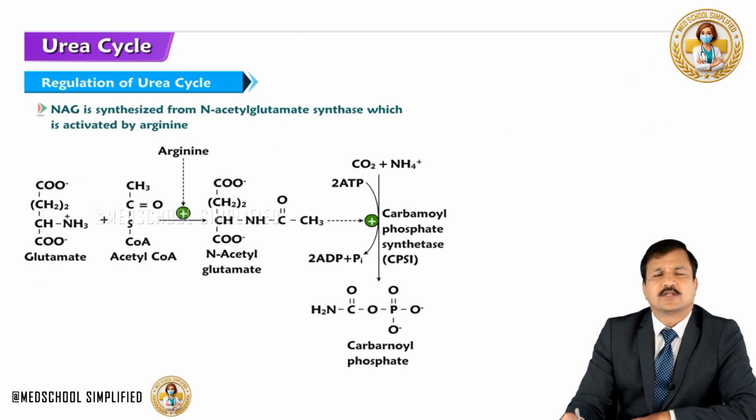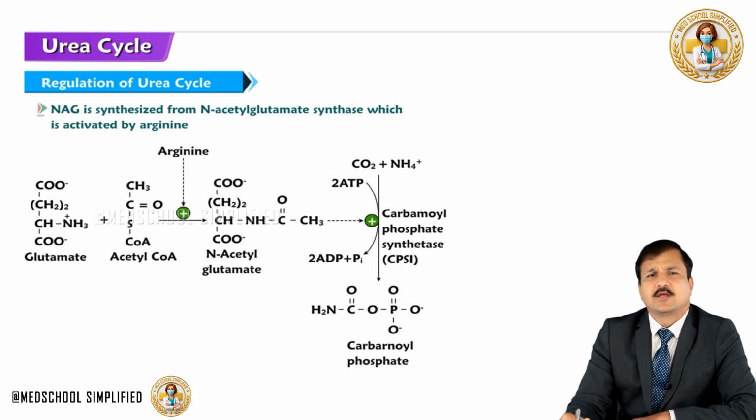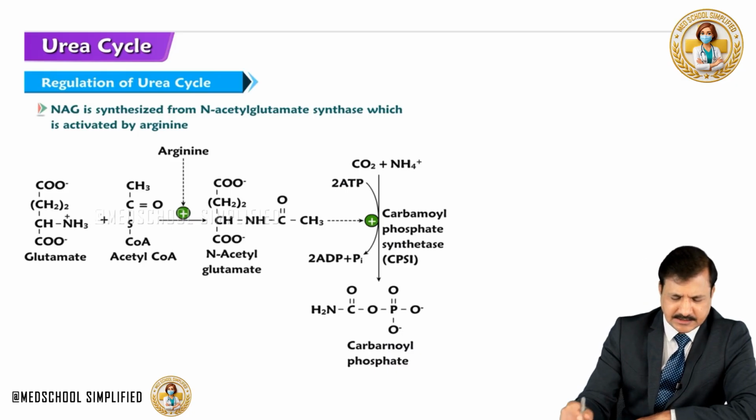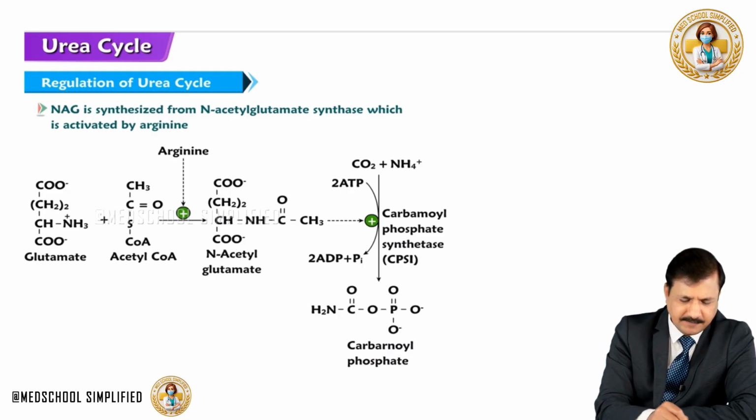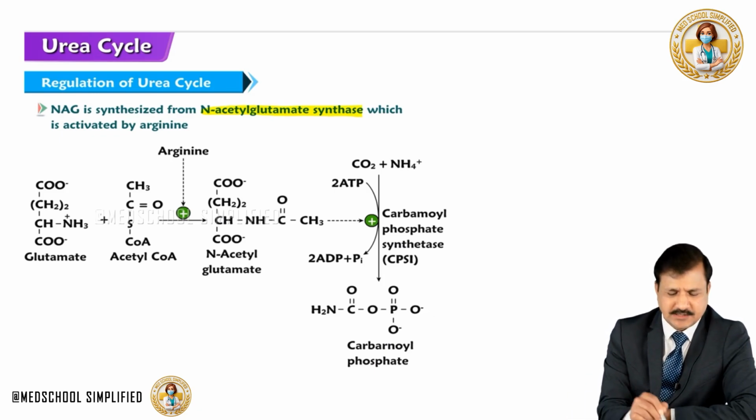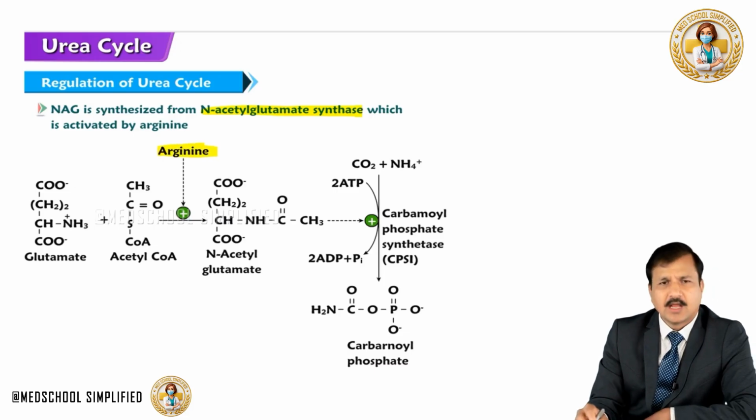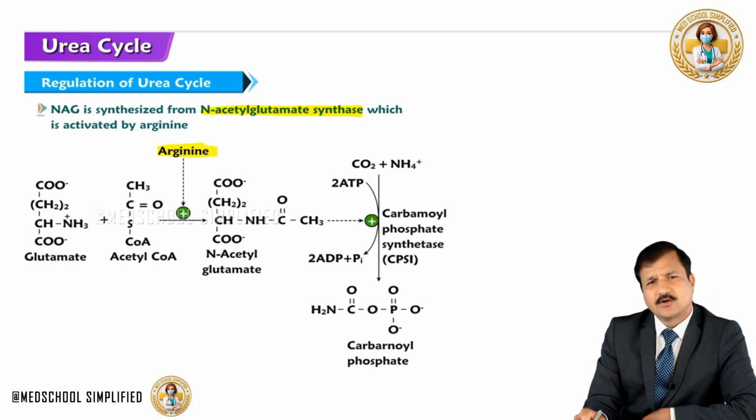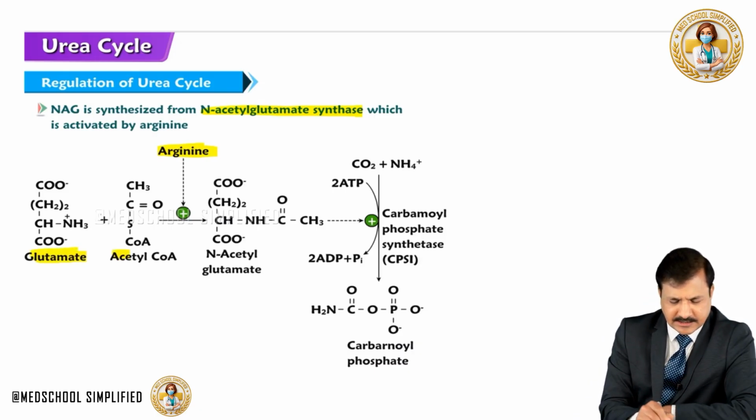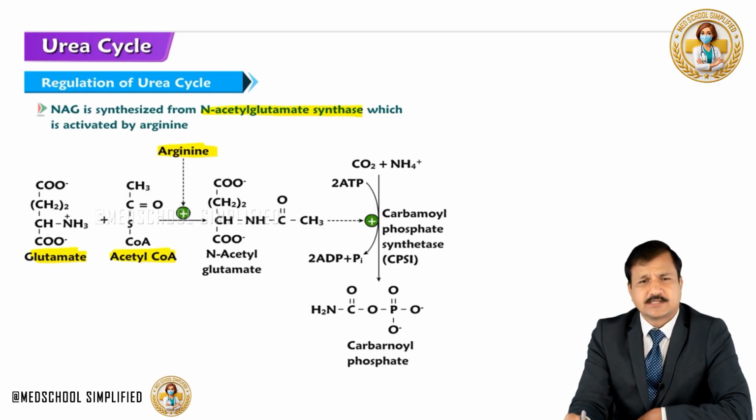Now let's look at the role of N-acetylglutamate as an obligate activator on carbamoyl phosphate synthetase 1 enzyme. This N-acetylglutamate itself is synthesized by the enzyme N-acetylglutamate synthase. And this N-acetylglutamate synthase itself is activated by arginine. Also note that N-acetylglutamate synthase needs glutamate and acetyl-CoA as the substrates.